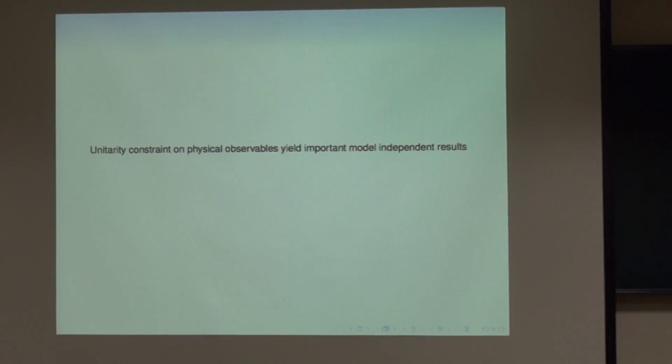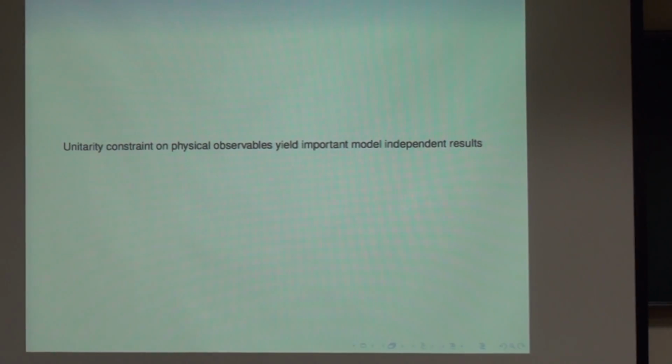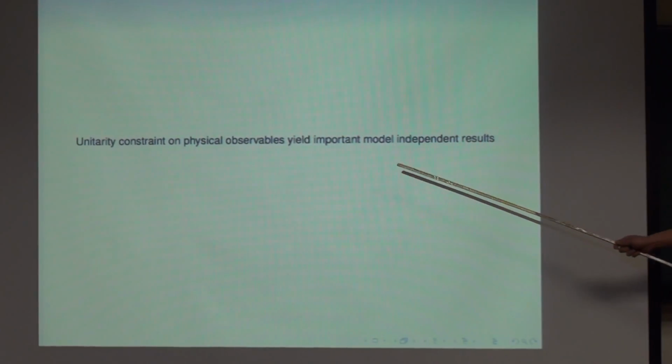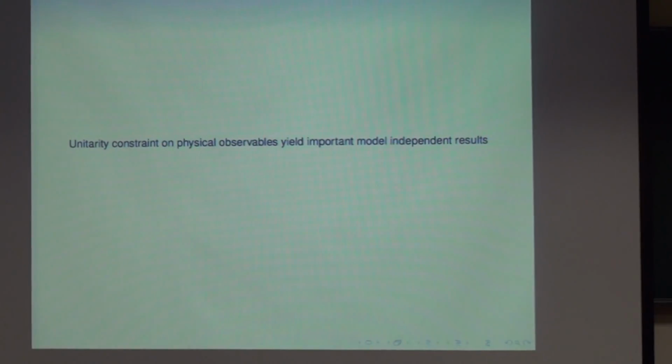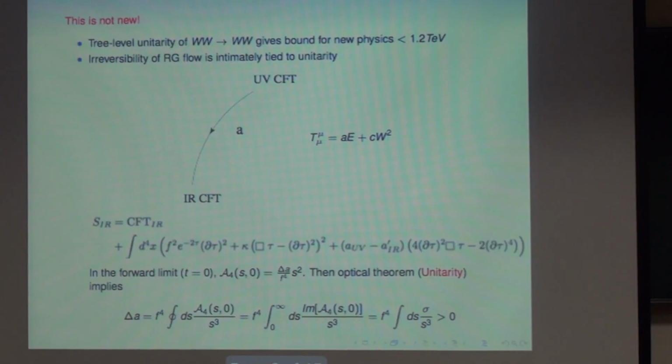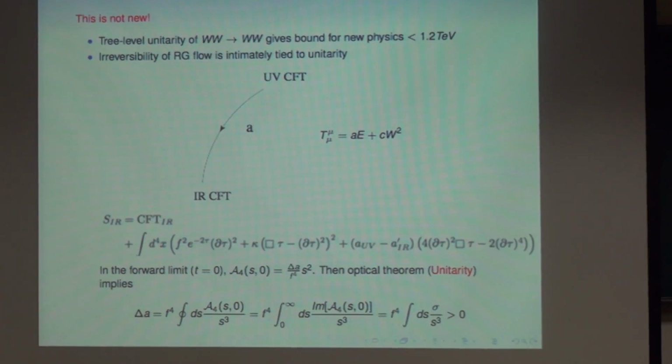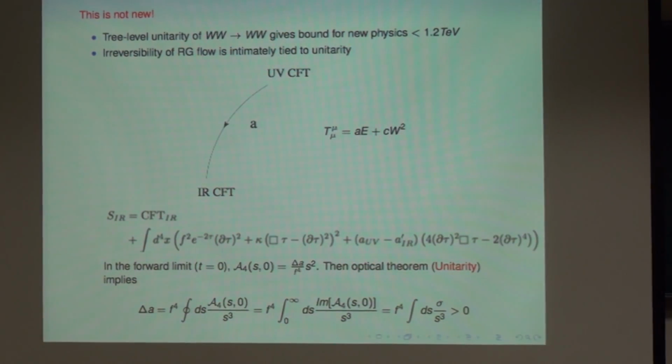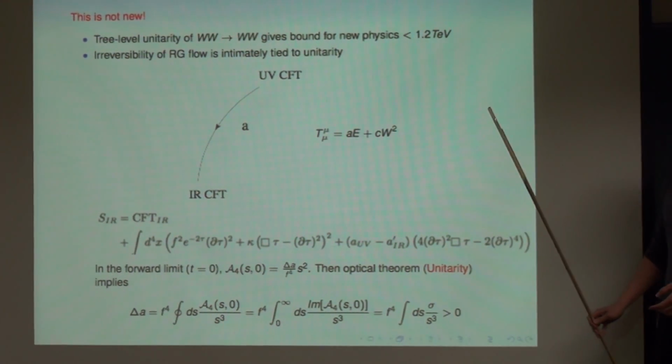So the moral of these two stories is that unitarity constraints on physical observables yield important model-independent results. Now, of course, this is nothing new. We all know about this. There are long stories of examples of this, which are all in the quantum field theory textbooks.